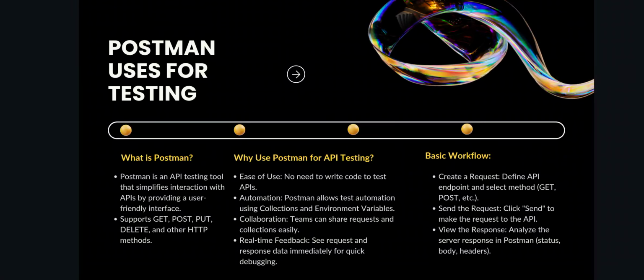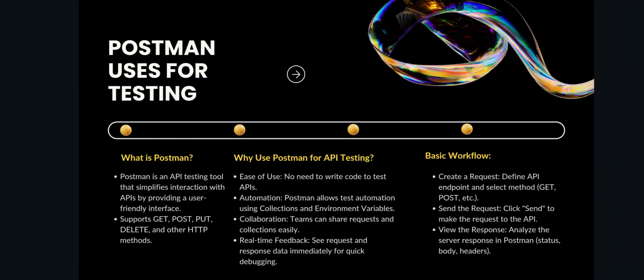First, know what Postman is. Postman is an API testing tool that simplifies interaction with APIs by providing a user-friendly interface. It supports GET, POST, PUT, DELETE and other HTTP methods that you want. Now, why use Postman for API testing? Because of ease of use. Here we don't need to write code to test an API. It can be used directly to test an API without code.